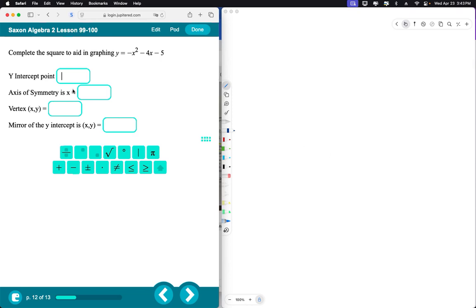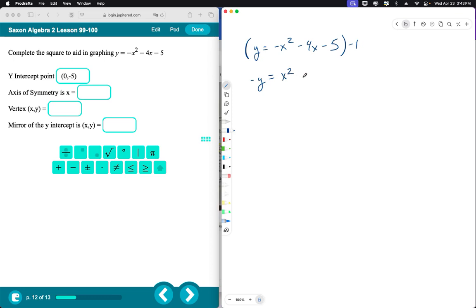All right, so again, our y-intercept point is going to be whatever this number is, exactly the way it starts. So 0, negative 5 is the y-intercept point. Now we solve. Y is equal to negative x squared minus 4x minus 5. So we get rid of the negative. Negative y is equal to x squared plus 4x plus 5.